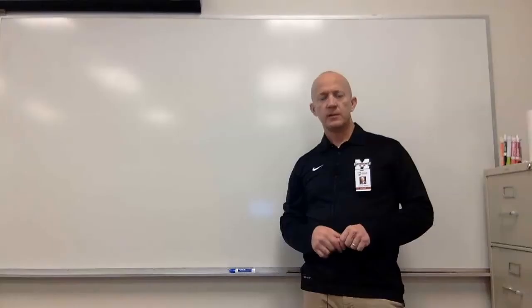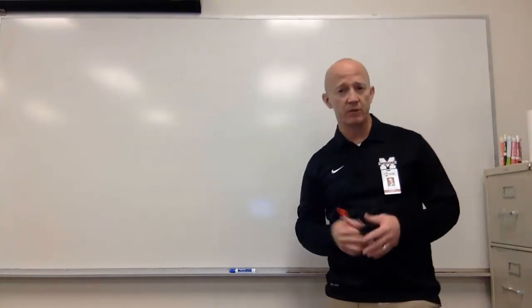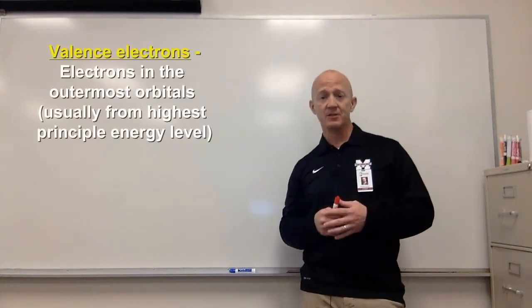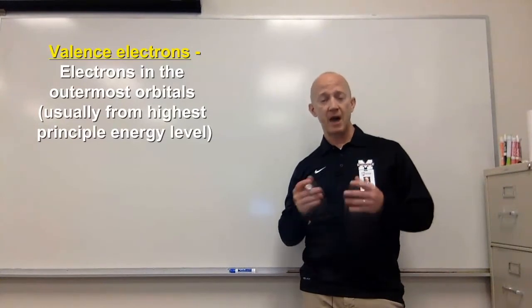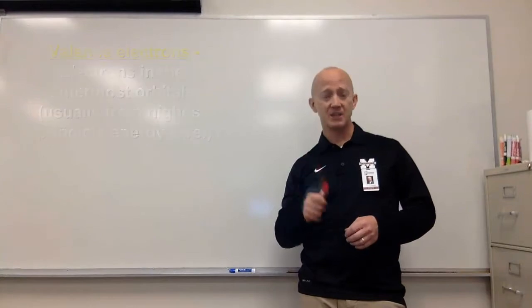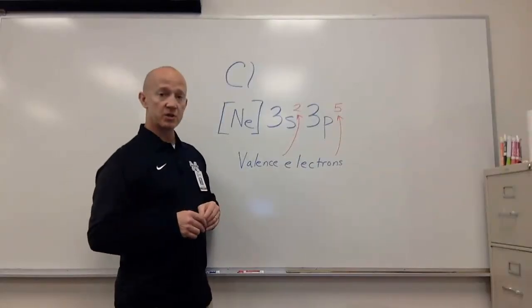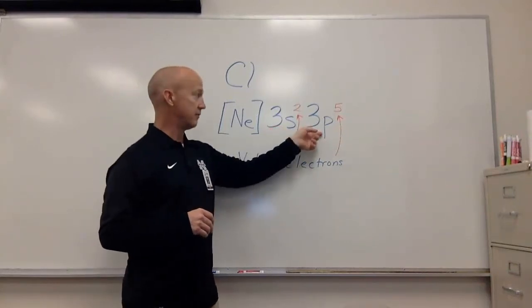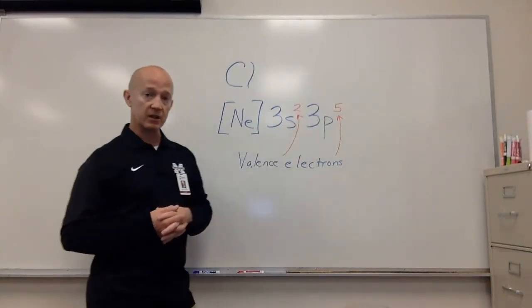And that's it. Now the outermost electrons in an element are what determine its chemical nature, its behavior. We call these valence electrons. Valence electrons are the electrons that are found in the atom's outermost orbitals. These are the orbitals that are associated with that atom's highest energy level. Chlorine has 17 electrons, but only 7 of those occupy the outermost energy orbitals, 2 in the 3s sublevel and 5 in the 3p sublevel. We call those valence electrons.